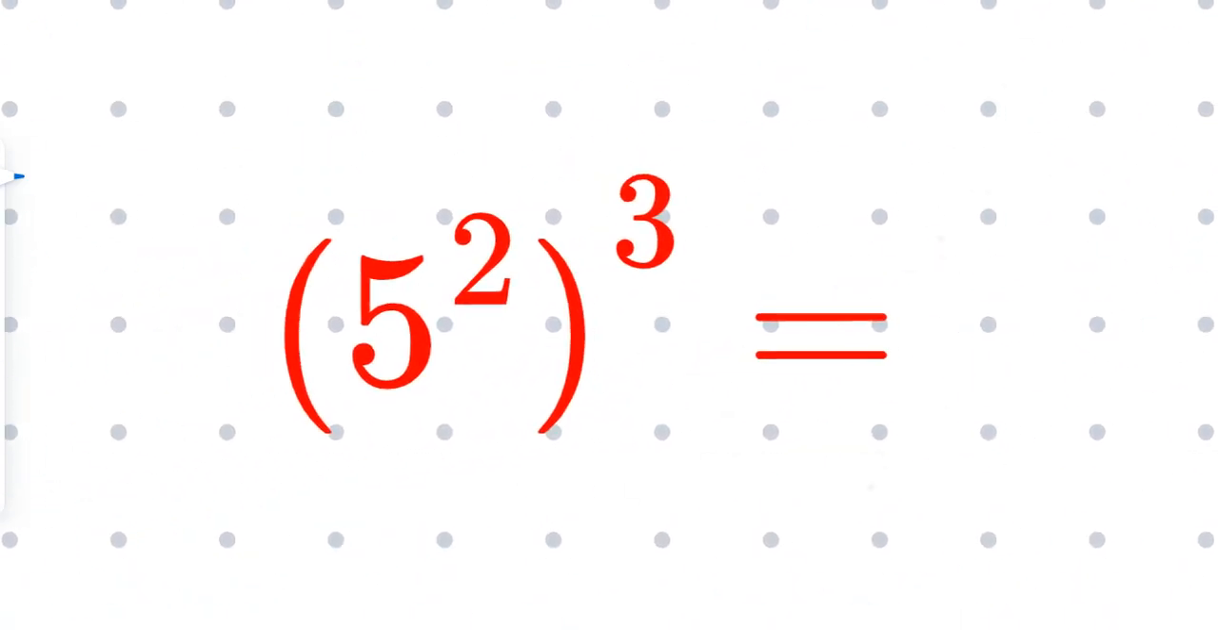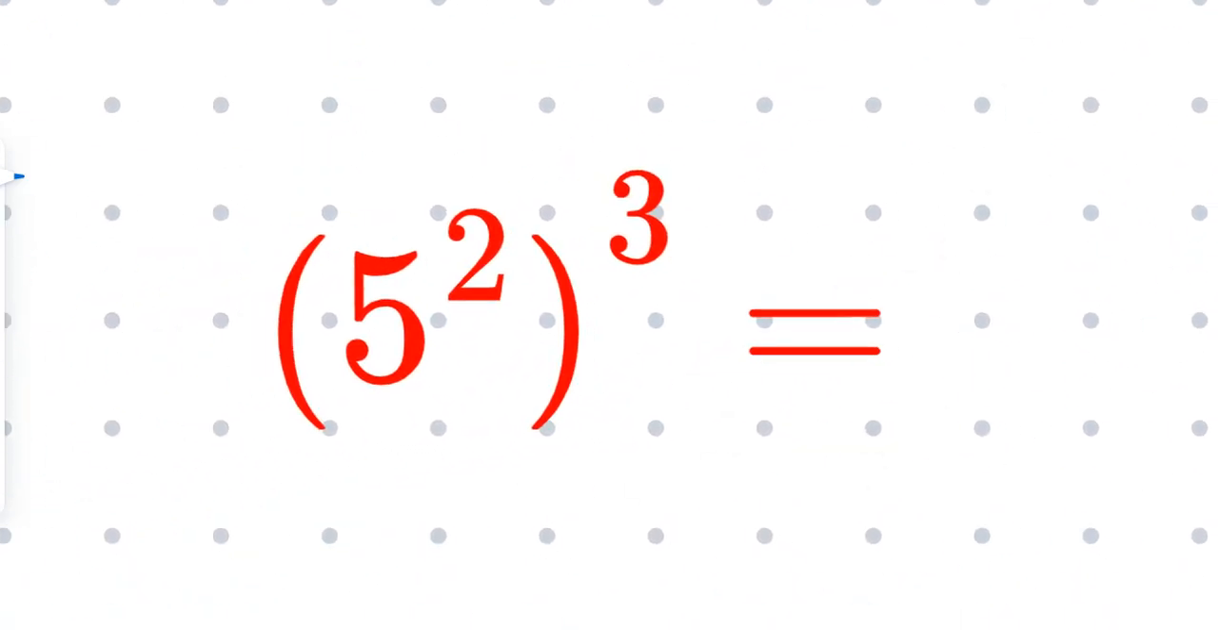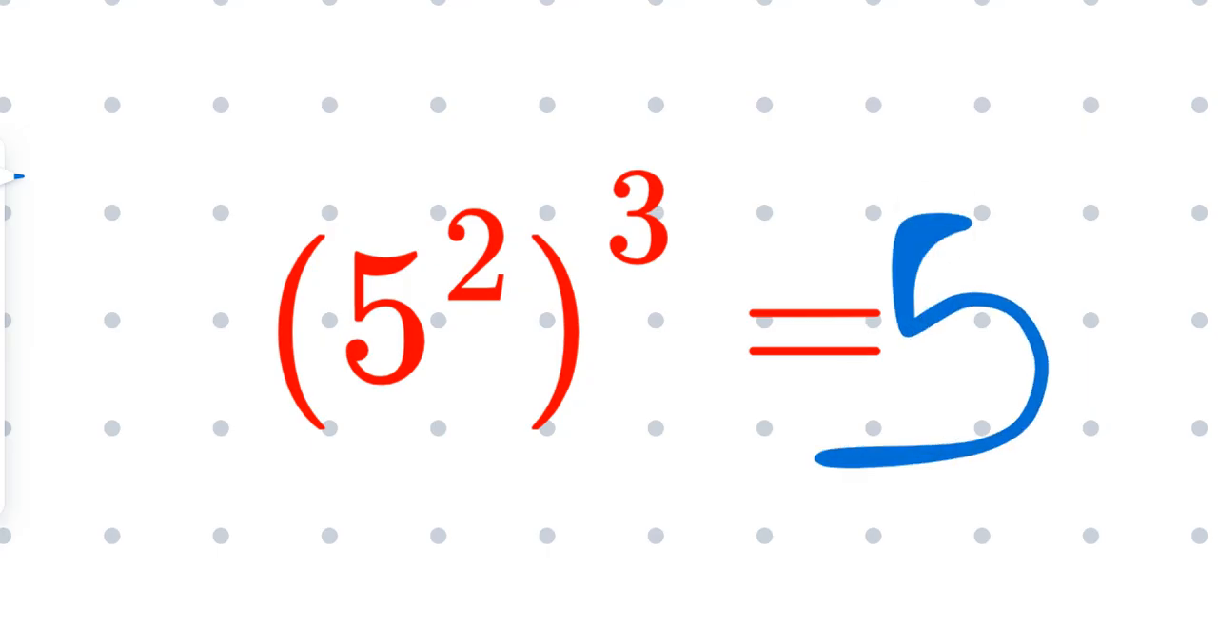The final example is 5 to the power of 2 and then to the power of 3. So we said here, if we have double powers, we copy 5 and then we multiply the exponents. So 2 multiplied by 3 will be 5 to the power of 6.